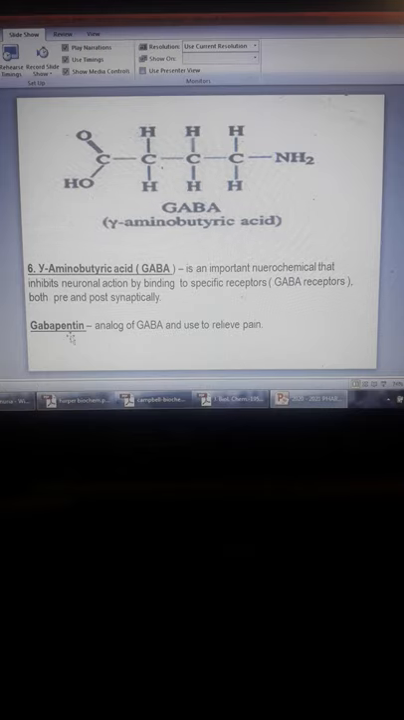Okay. Gabapentin is an analog of GABA used to relieve pain. So the structure of the gabapentin drug comes from GABA, or gamma aminobutyric acid. Okay? So gabapentin is formulated coming from the GABA structure. Gabapentin is usually available in the market, in the pharmacy. That is almost 400 milligrams, I think.